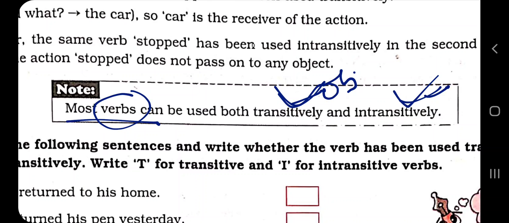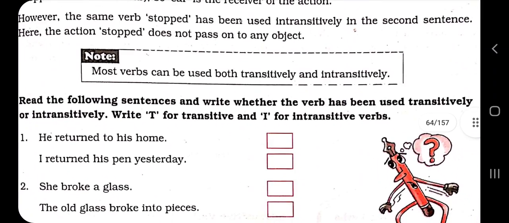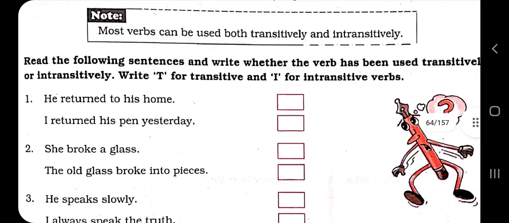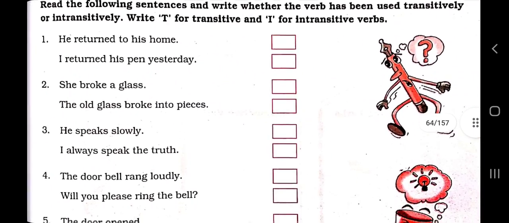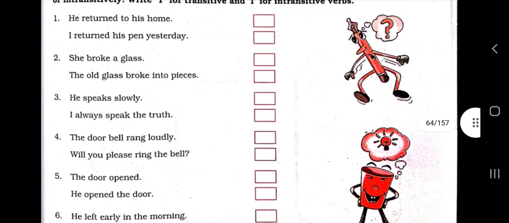Now let's see the next part. Read the following sentences and write whether the verb has been used transitively or intransitively. Now this one will be how many questions? 6. Okay.